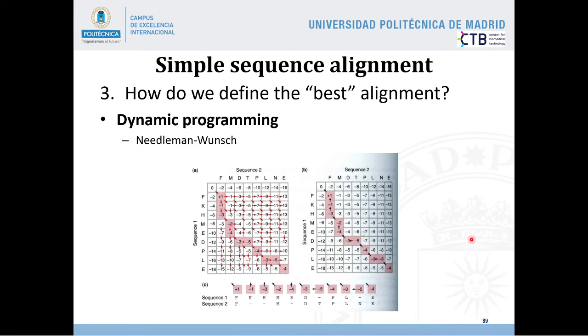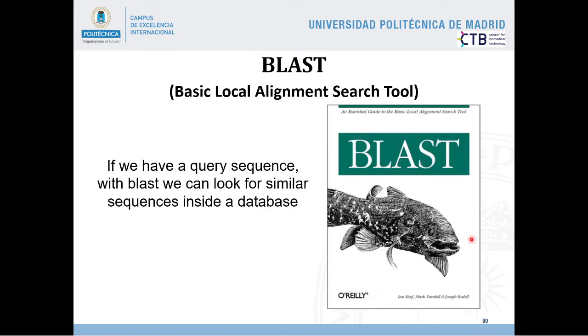Okay, so for this we have BLAST. I don't know if it rings a bell, but it is the most cited paper in the history of science, the one explaining this algorithm. It stands for Basic Local Alignment Search Tool, and it is more like an application than an alignment method itself. If we have a query sequence, with BLAST we can look for similar sequences inside a database.